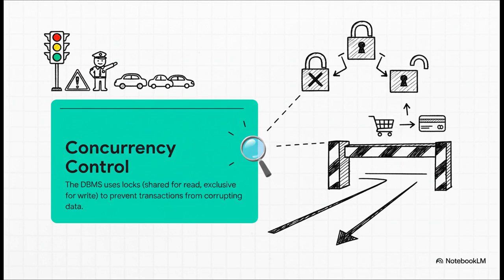When a transaction, like buying that ticket, needs to change some data, it has to get what's called an exclusive lock. And while it has that lock, nobody else can touch that specific piece of data. Everyone else has to wait in line. This system makes sure transactions happen one at a time, preventing total chaos and keeping the data clean.